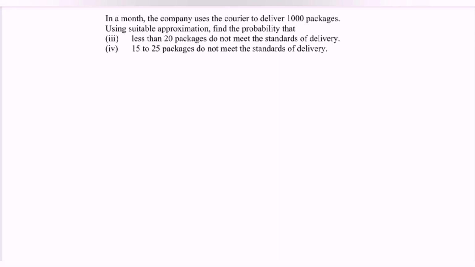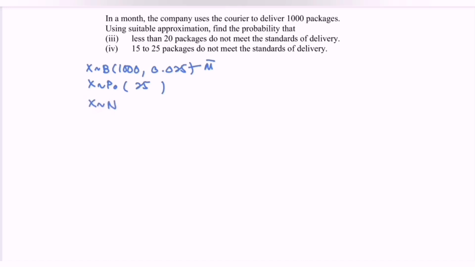Kindly refer to the question. In a month, the company used the courier to deliver 1,000 packages. Use a suitable approximation, find the probability. So the title will be X is binomial, we have 1,000 packages, 0.025 do not meet the target. So what we have to do is check the situation. If we approximate using the Poisson distribution, we will have np equal to 25. So we cannot use the Poisson because the mean is greater than 5.